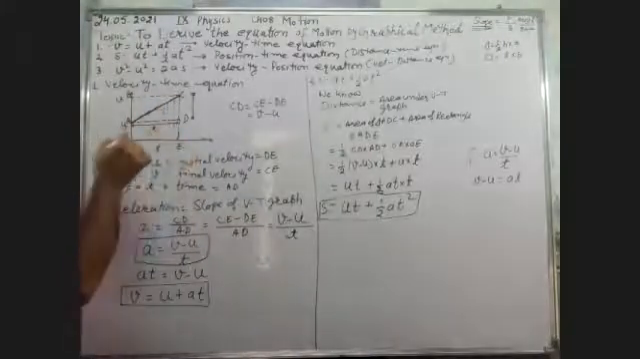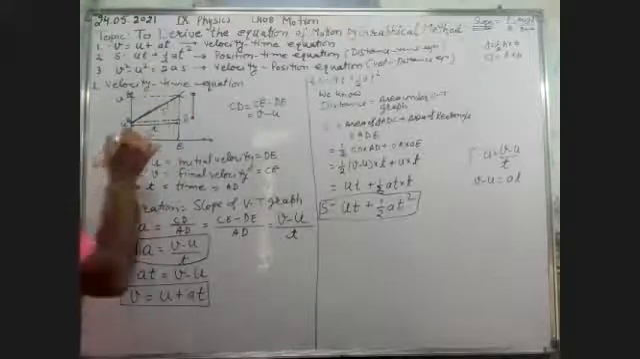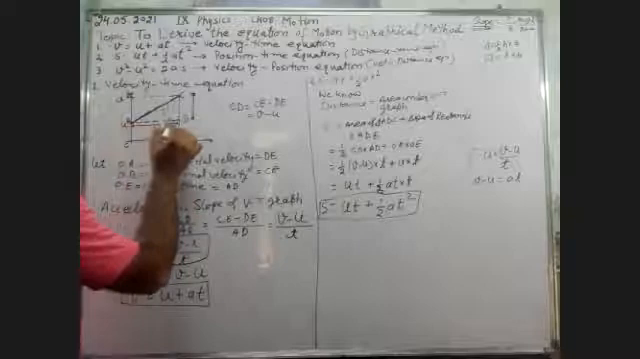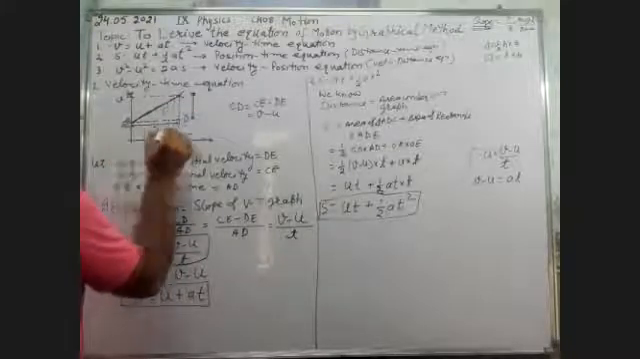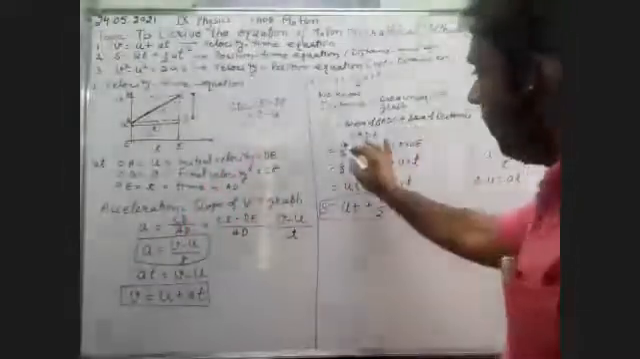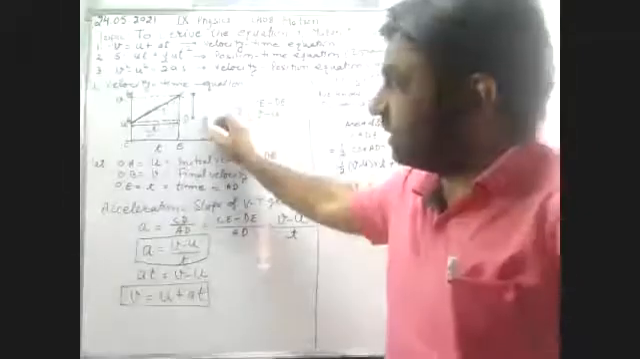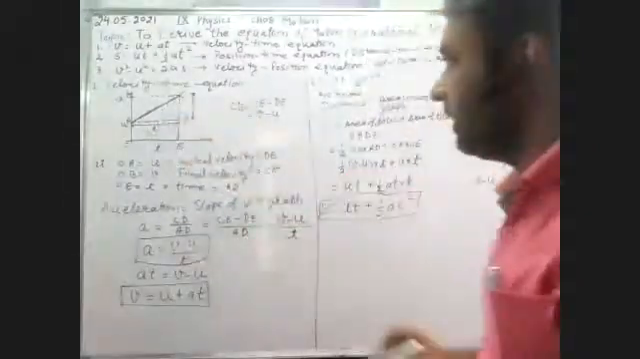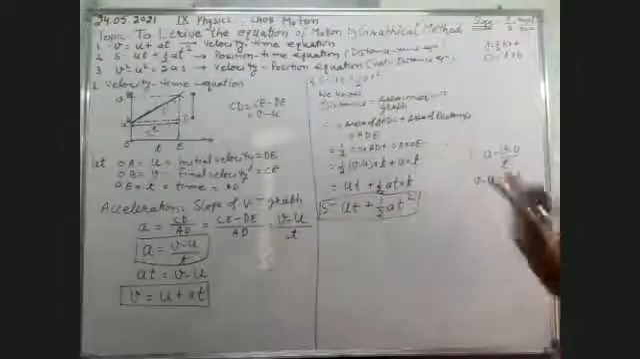OACE. We have to calculate the area of OACE. To calculate this area, we have to calculate the area of this triangle ADC plus the rectangle OADE. So what is the area of the triangle? 1/2 height into base. What is the height? CD. What is the base? AD. Plus area of rectangle, length multiplied by breadth.